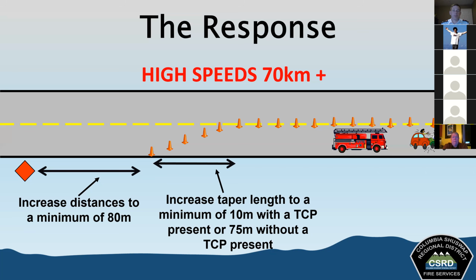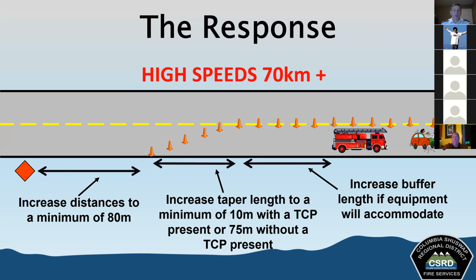So again, a longer taper is needed at higher speeds. We want to increase the buffer length if the equipment will accommodate. So again, higher speeds, more safety margin required, right? Longer taper area, longer advanced warning area, bigger buffer zone.